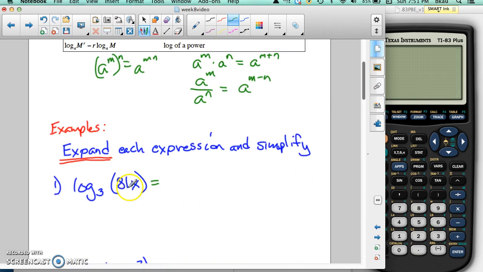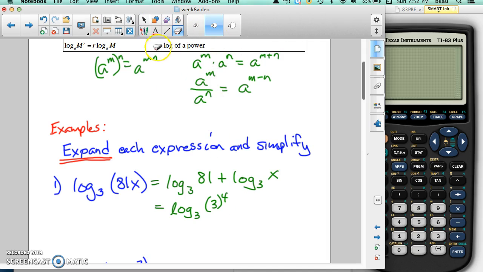So this is a product, so that means we're going to write it out as a sum. Log base 3 of 81 and log base 3 of x. We separate them out. Now, this 81 here is a power of 3, and we can use our previous rule and say 3 to the 4th power is that logarithm.